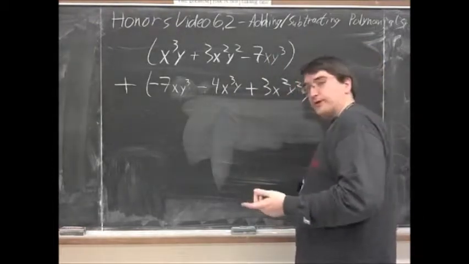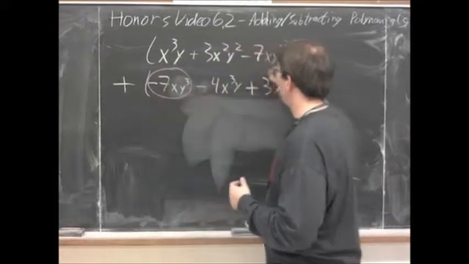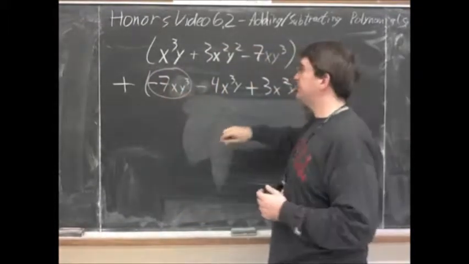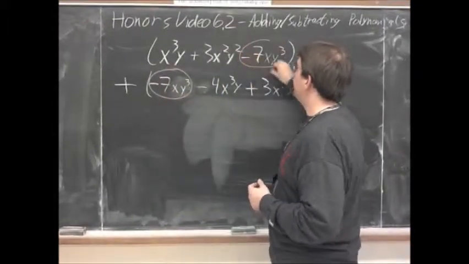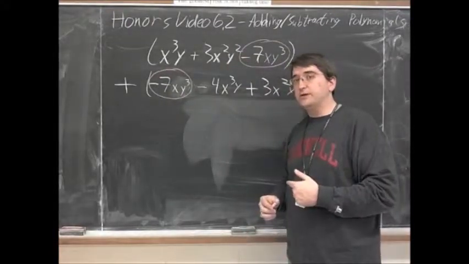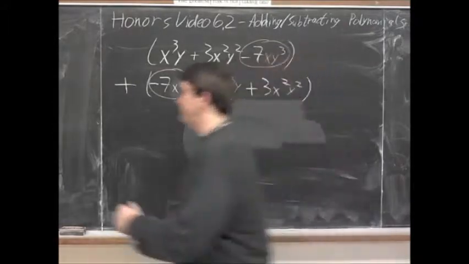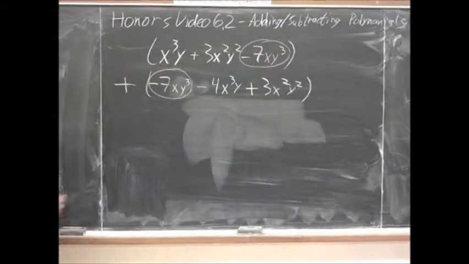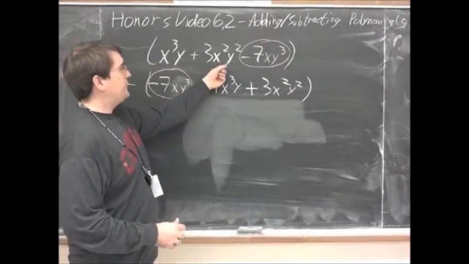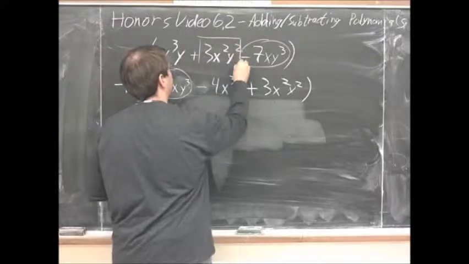So we could rearrange these, but I want to show you what I mean by circling and things. I'm going to circle the negative 7xy cubed and the negative 7xy cubed to show that those are the two things that I'm going to be combining. Another pair of terms that I can combine are the 3x squared y squared and the 3x squared y squared. So I'm going to put a box around those.